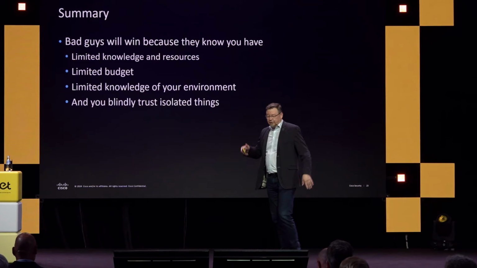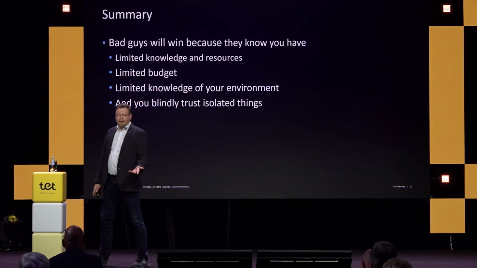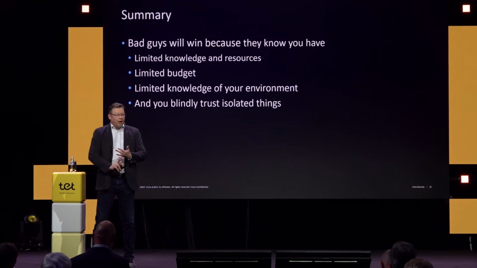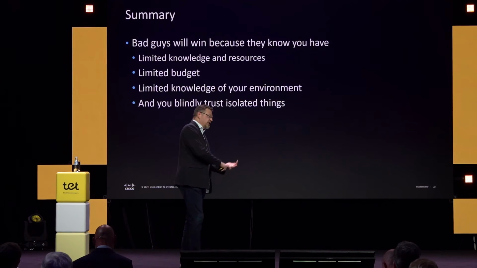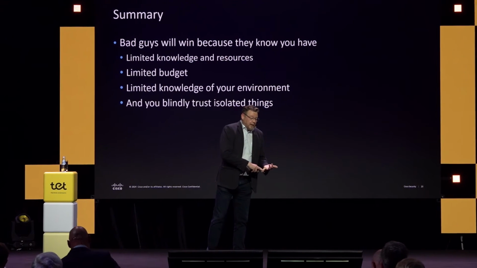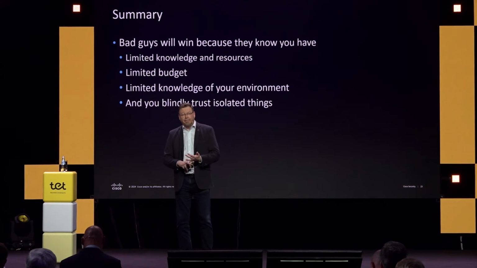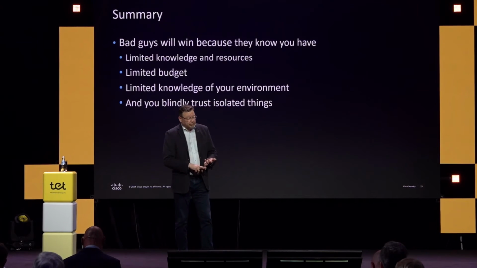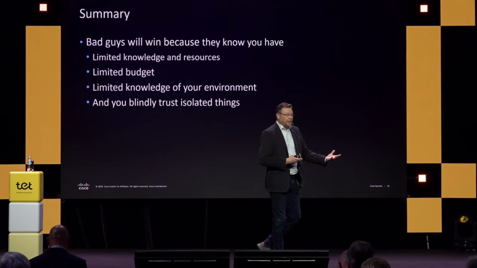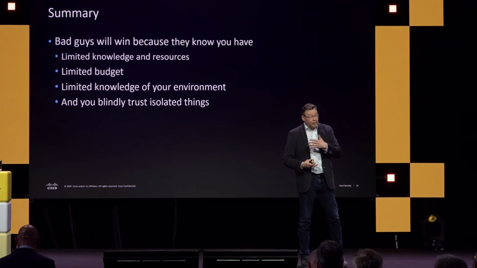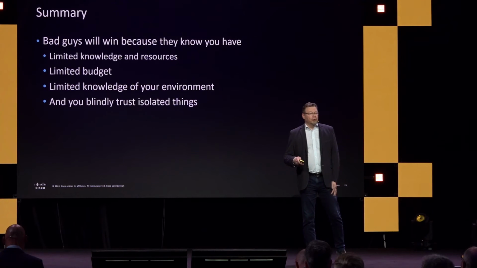But yeah, out of time officially. So, last slide. Bad guys will always win because we know that we are constrained about our knowledge, resources, budget, everything. And guess what? They win because they know your environment better than you do. And if you combine that with blind trust of technologies that we covered today, five of them, there are much more, you're doomed to lose.